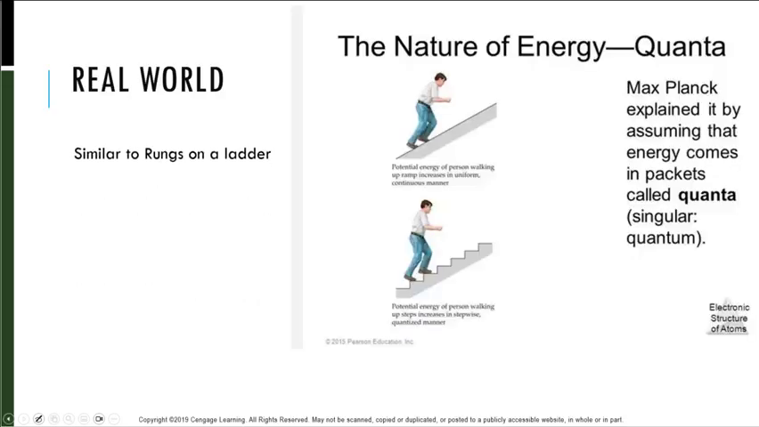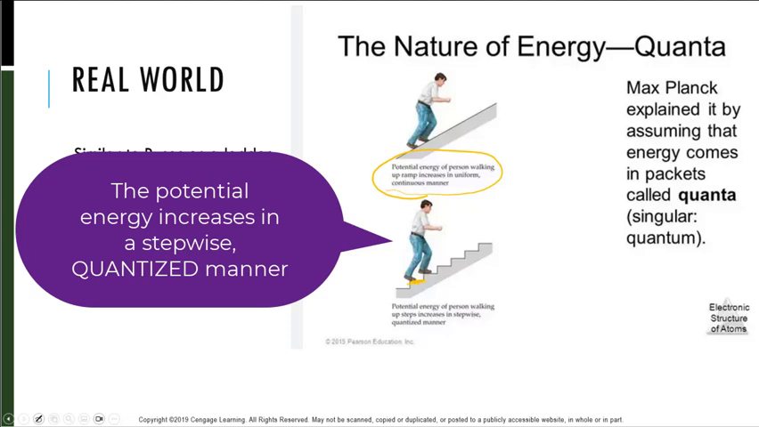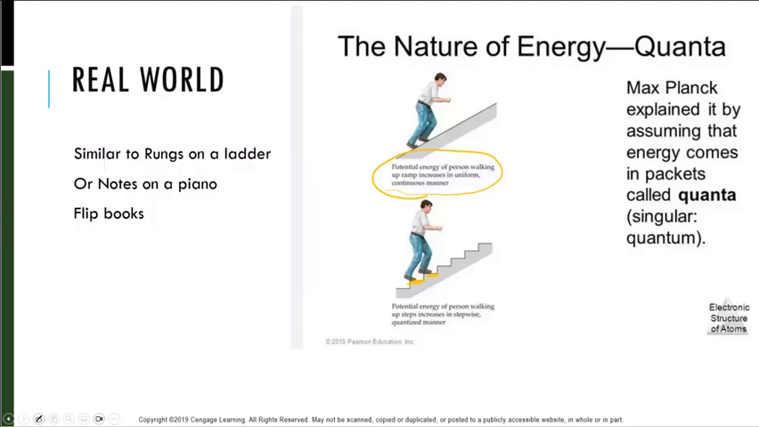Think about walking up a flight of stairs. Here's the potential energy of a person walking up a ramp. It increases in a uniform, continuous manner. But now think about if you're walking upstairs. Your foot is either on one step or the other step. You can't step in between the steps.